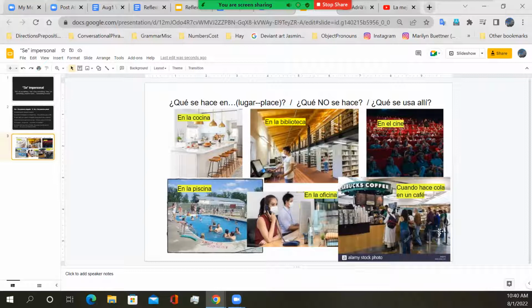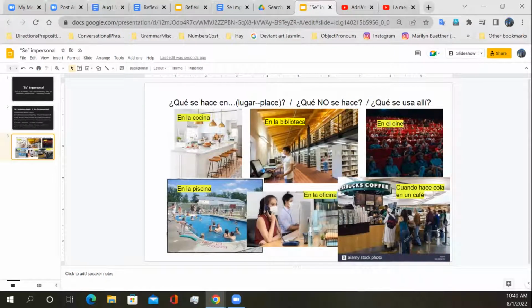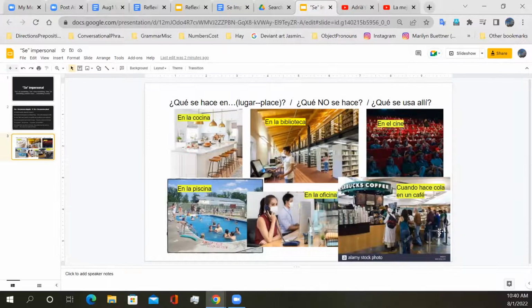Lugar, a place. And you've got 6 places listed. ¿Qué se hace? What does one do? What do you do? What do they do? What does anybody in general do? ¿Qué se hace en la cocina? What do you do in the kitchen? ¿Qué se hace en la biblioteca? What do you do in the library? ¿Qué se hace en el cine? What do you do in a movie theater?